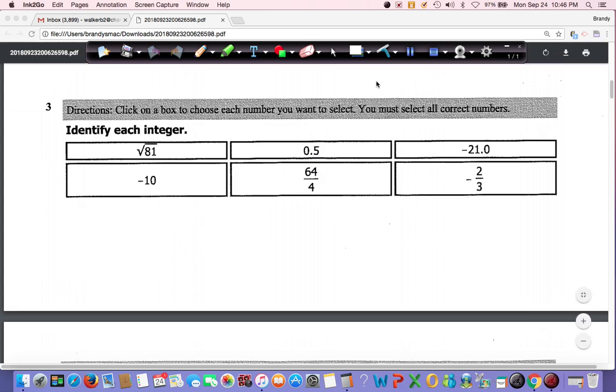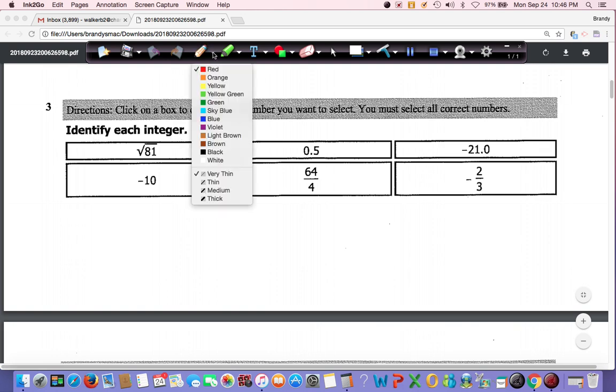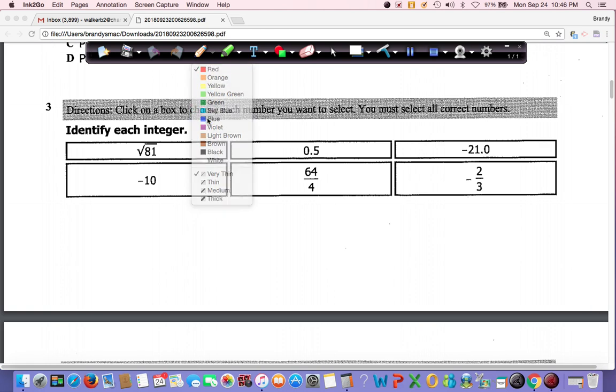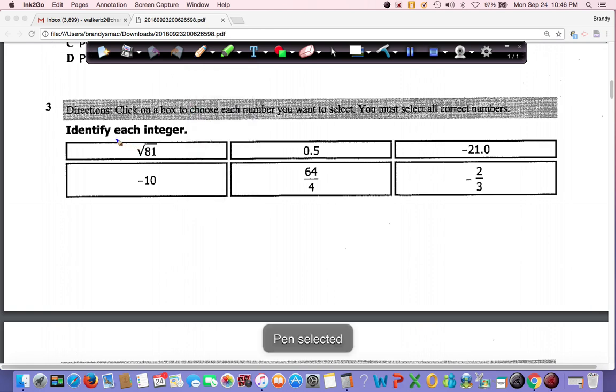All right, number 3, directions. Click on a box to choose each number you want to select. You must select all correct numbers. And it is asking you to identify each integer. So I'm going to give you a hint because I have worked for the State Department in building these types of questions, so I have a little insider information. When it uses the word each, it has to be more than one.